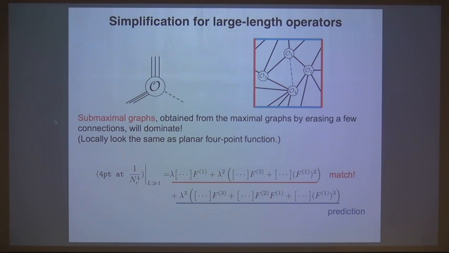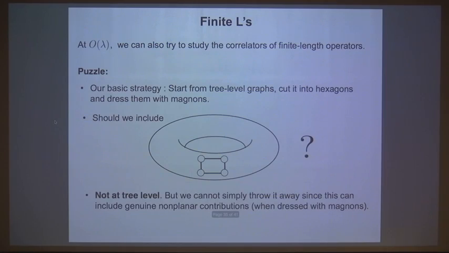Okay, so far so good. I've been talking about the large length limit, but if you restrict yourself to just one loop in 't Hooft coupling, then it is not so hard to also consider finite length operators and try to compute the correlation functions of finite length operators. But if you start doing that, you immediately encounter some puzzles. So the puzzle is as follows.